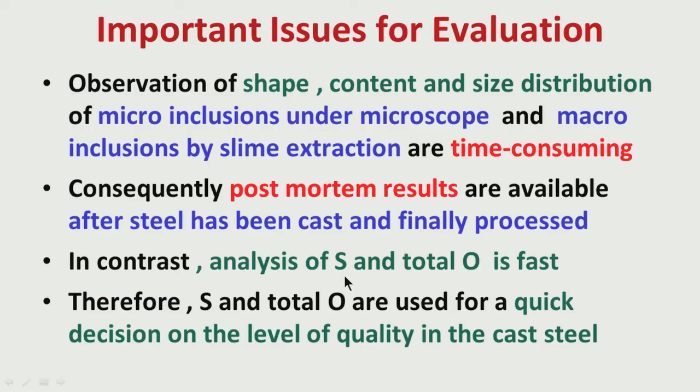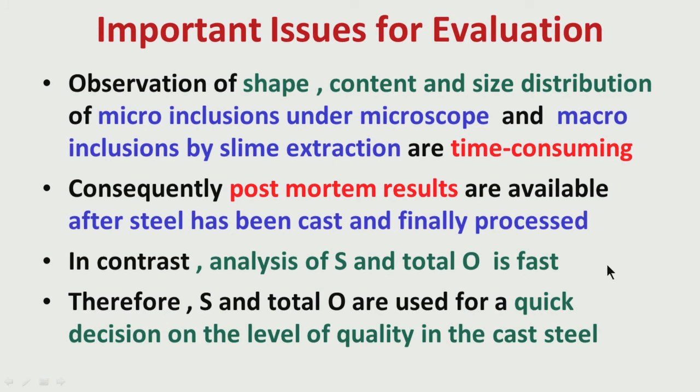In contrast, analysis of sulfur as an element or total oxygen is very fast, because, as I told you earlier, nowadays even online analysis is possible for these elements. That means when the steel is under processing, even when it is getting cast, we can get this analysis. So, from this first analysis of sulfur and total oxygen, we know the possibility of getting sulfide inclusions in that steel, and the possibility of getting oxide cleanliness in that steel.